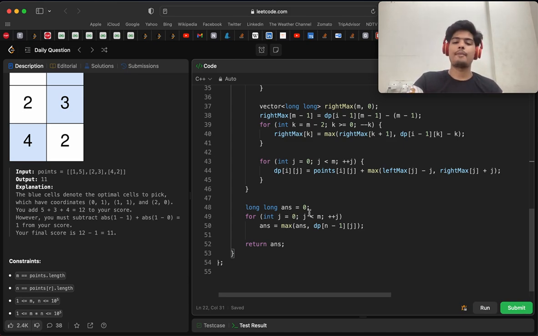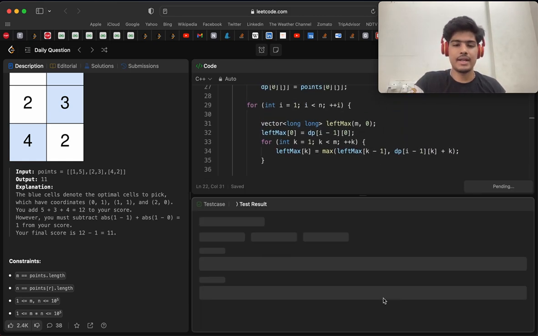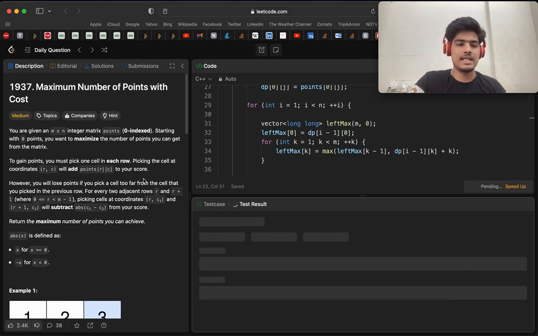Ultimately I have to go through the columns also. So I'm going through the columns, taking the answer initially equal to 0, applying a loop, and updating my answer. Answer will be the maximum of answer comma dp of n minus 1 comma j. After that I am returning my answer. So that is a simple code, and let's run this and see whether it will work or not.